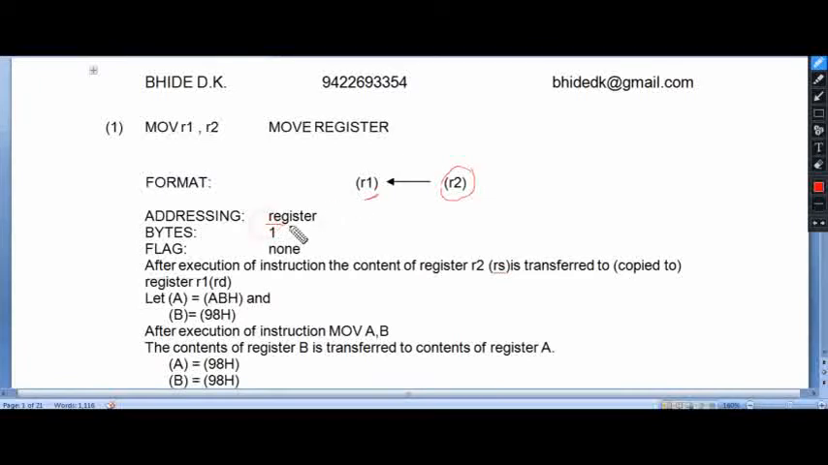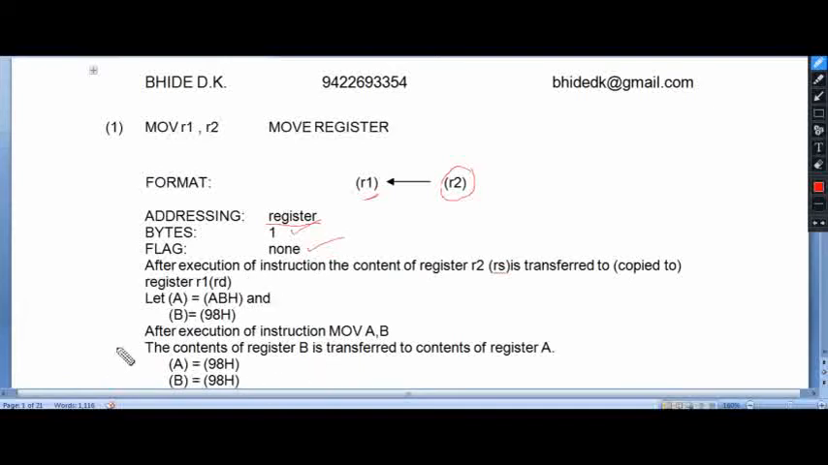The addressing mode is register. It is register addressing mode because only registers are used in this instruction. Therefore, the addressing mode is called register. Only the operation code is there, therefore it is a 1 byte instruction. And for all the 13 instructions, flags affected equal to none.